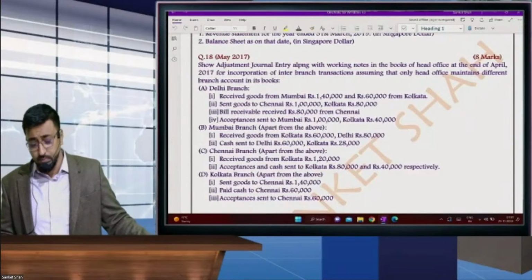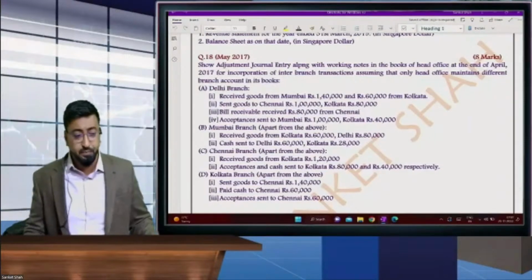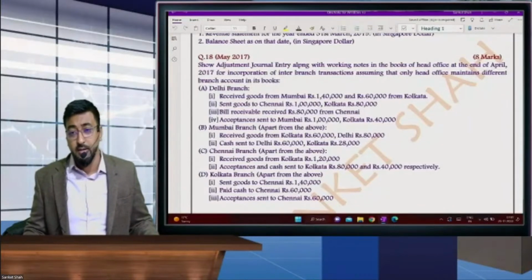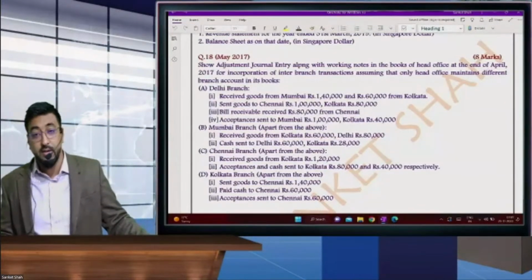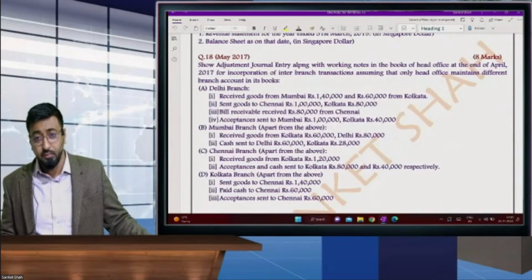So first one, basic rules of accounts. Debit the debtor, credit the creditor. Personal account: debit the receiver, credit the giver; debtor becomes giver, creditor becomes receiver. Real account: debit what comes in, credit what goes out. Nominal account: debit all expenses and losses, credit all incomes and gains.